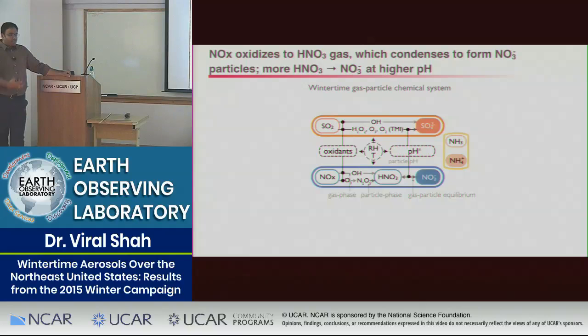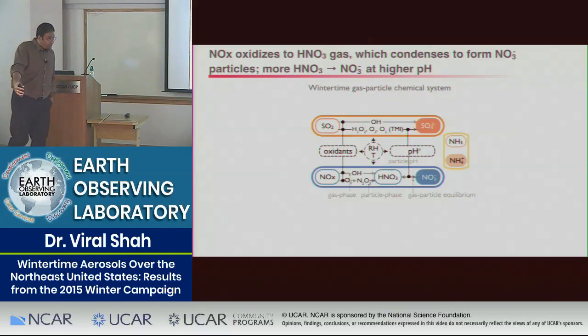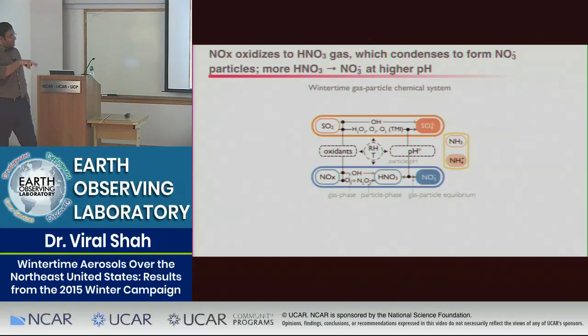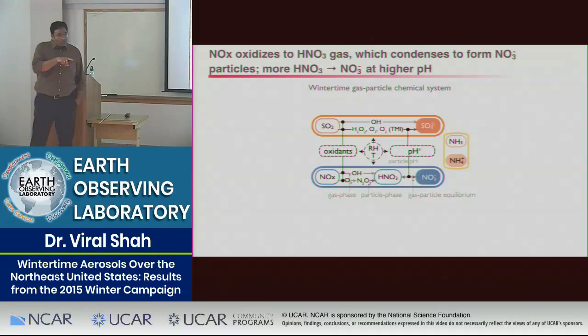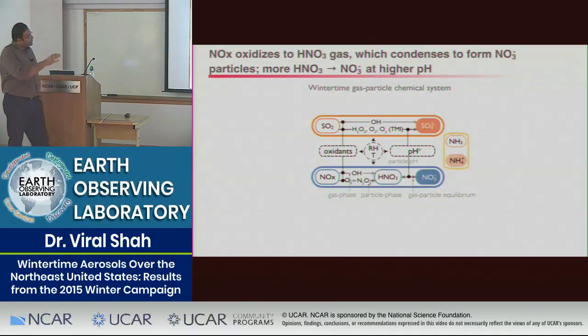Nitric acid conversion to nitrate depends on temperature. Colder temperature means more nitric acid gets converted to nitrate, and higher pH also means that more nitric acid will get converted to nitrate. So pH controls the conversion of nitric acid to nitrate. pH also controls the conversion of ammonia to ammonium. It turns out that over the eastern US in winter, most of the ammonia exists as ammonium, so we're not too worried about the gas phase ammonia at this point.